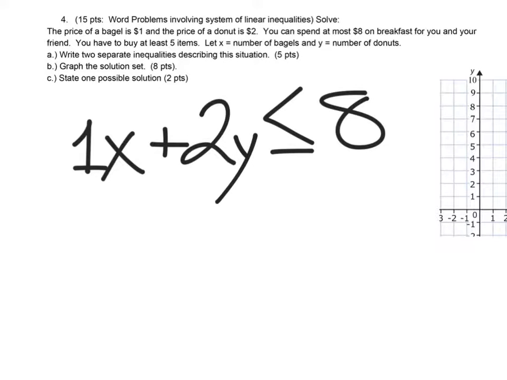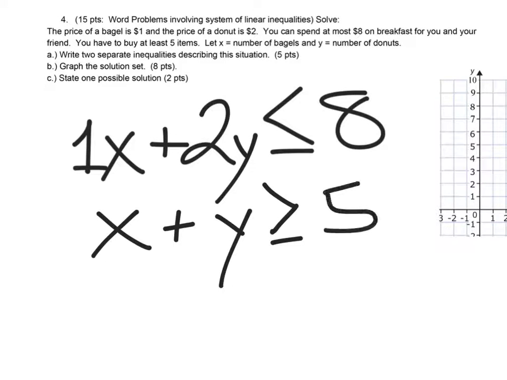What's the other inequality? We've got to buy at least 5 items. And what are we buying? We're buying bagels and we're buying donuts. And so bagels are x and donuts are y. And we're buying at least 5 items, right? So we want to buy 5 or more. All right, so here are 2 inequalities, right? So bagels plus donuts, it's got to be equal to 5 or greater than 5.